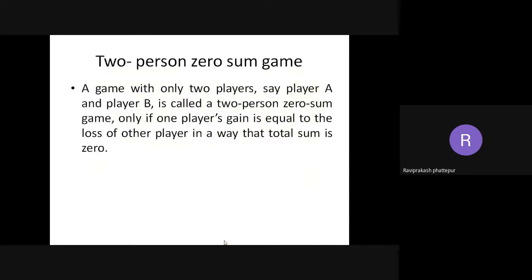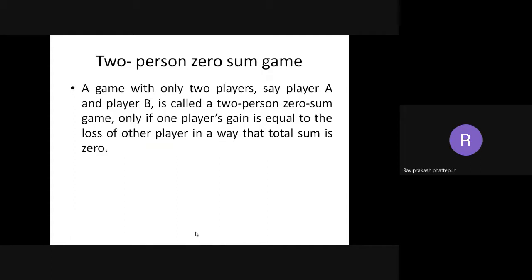So next, two-person zero-sum game. What is this? We just saw it. A game with only two players, say player A and player B, is called a two-person zero-sum game only if one player's gain is equal to the loss of the other player. We just saw it, right? So one person is gaining, and the other person is losing an equal amount, then it is called a zero-sum game. When there are two people and it is a zero-sum game, we call it a two-person zero-sum game. Earlier we saw what is a two-person game and what is a zero-sum game. So here it is a combination of both. Two people are playing and one person's profit is equal to the other person's loss, then it is a zero-sum game.